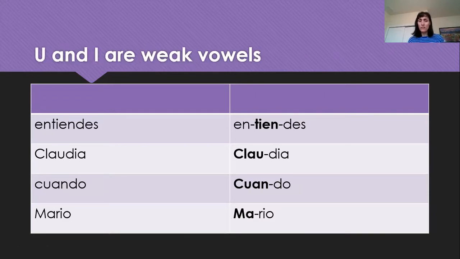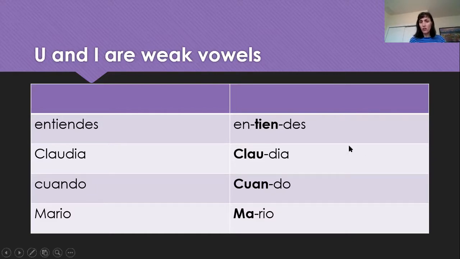U and I, on the other hand, are weak vowels, and they will blend into the vowel next to them unless you make them strong with a written accent mark. So in this case, entiendes is only 3 syllables because the I and the E work together to make one sound called a diphthong. And I'm emphasizing that second to last syllable, entiendes. The A and the U work together to make one sound, Claudia.